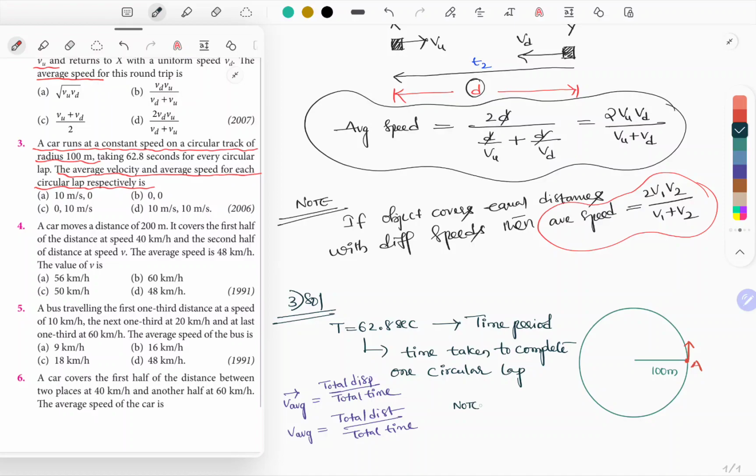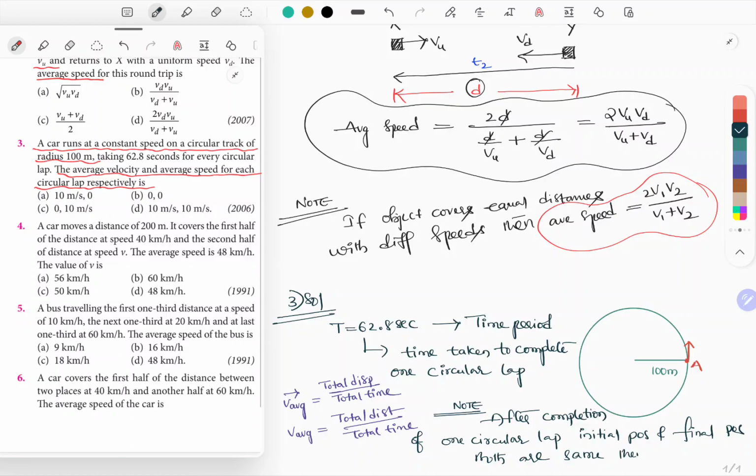Remember that note. The note is: after completion of one circular lap, initial position and final position both are the same. If both are the same, then displacement is equal to 0. This is the point you have to remember in this question. Okay, let me explain it.